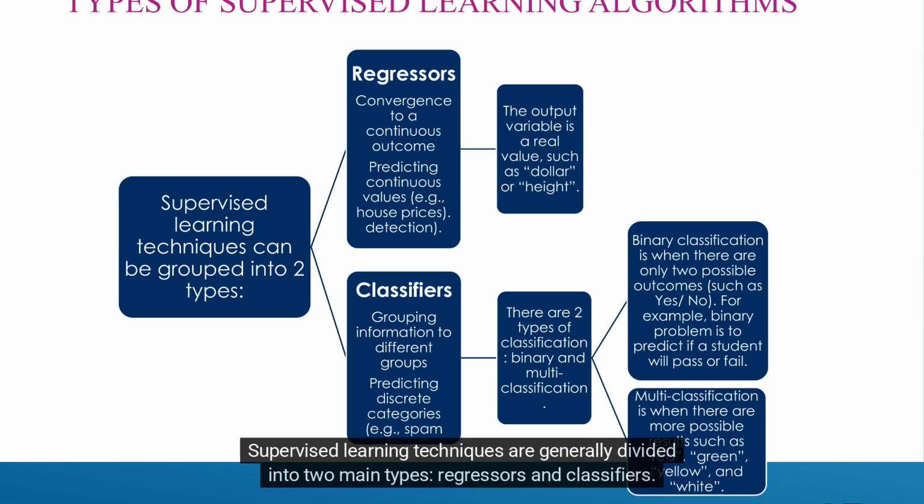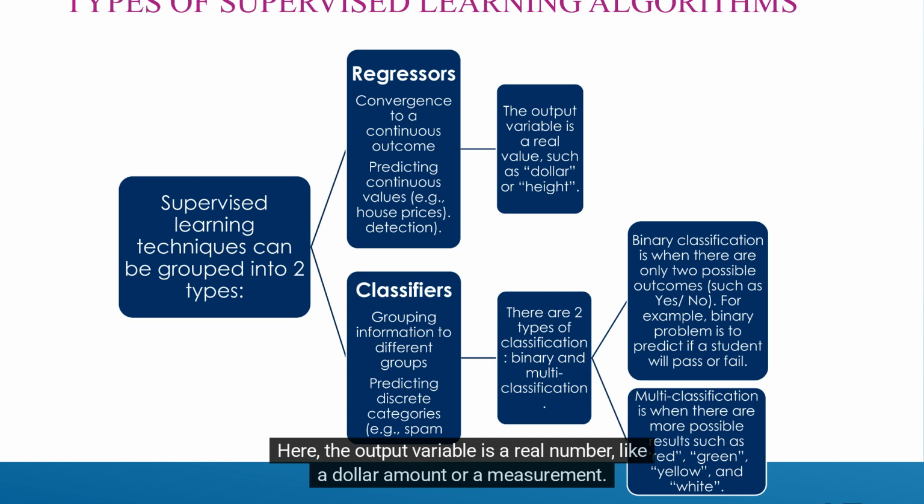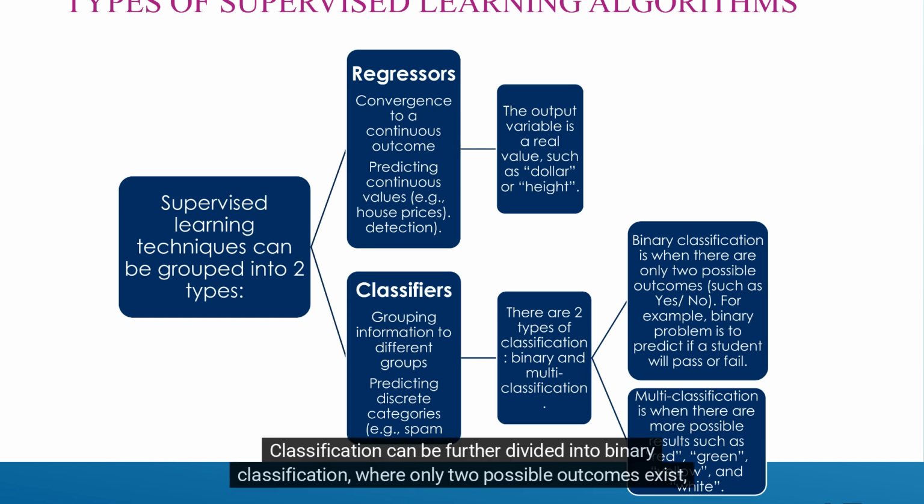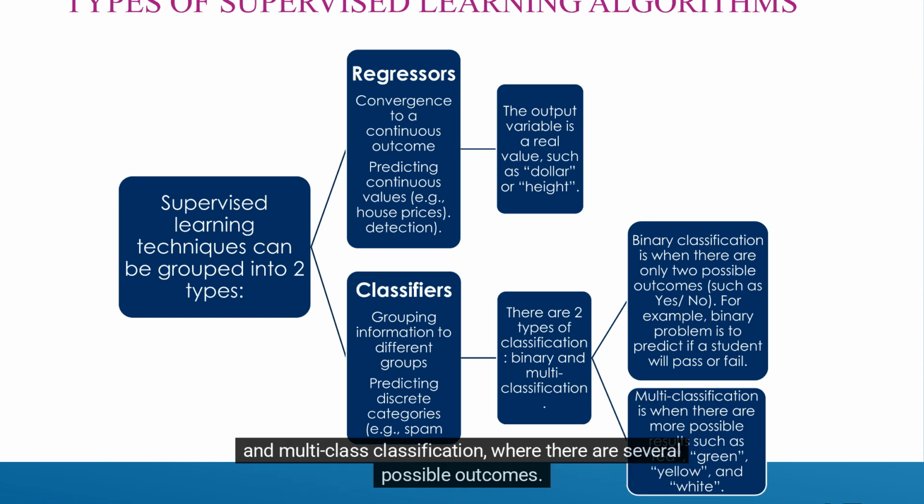Supervised learning techniques are generally divided into two main types: regressors and classifiers. Regressors are used when the goal is to predict a continuous outcome, such as house prices or heights. Here, the output variable is a real number, like a dollar amount or a measurement. Classifiers are designed to categorize information into distinct groups. They predict distinct labels, like whether an email is spam or not. Classification can be further divided into binary classification, where only two possible outcomes exist, and multi-class classification, where there are several possible outcomes.